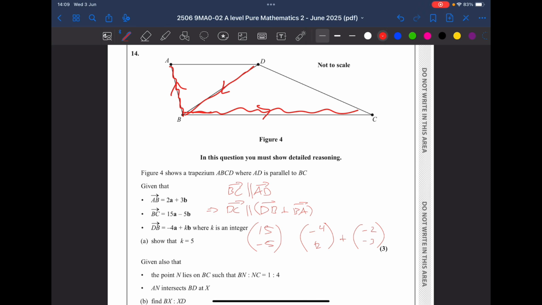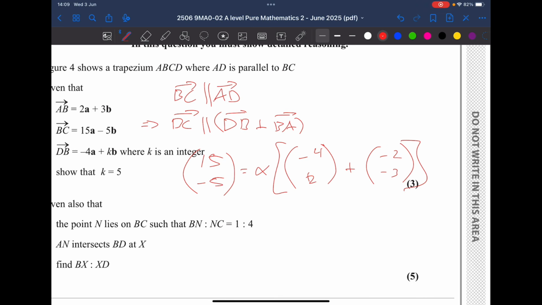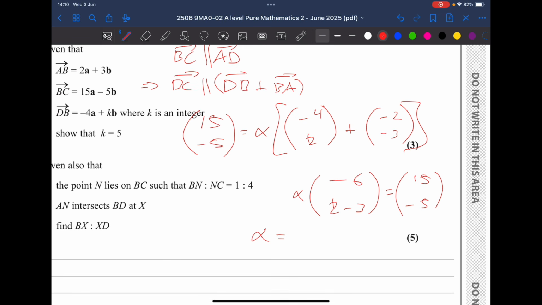But what we can do with the parallel nature of it, that's the same as proportionality stuff. We can replace parallel with equals K. So the right hand side is going to be equal to K lots of this thing. Maybe not K because that's a K, but we can add just some scale factor. Say alpha, lots of it. So we now have simultaneous equations. The top row, well, let's work that out quickly. So minus 4 minus 2 is minus 6, and then we've got K minus 3. These lots of alpha equals 15, minus 5. So the top row solves for alpha. 15 over minus 6. So it's going to be minus 2.5.